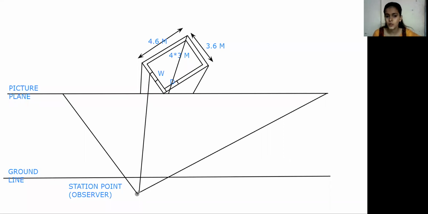Same way, we need to connect it and erase the line between the picture plane and your ground line. Otherwise, just put the scale over there, join the point, but draw the line only up to the picture plane, then also it will be okay.